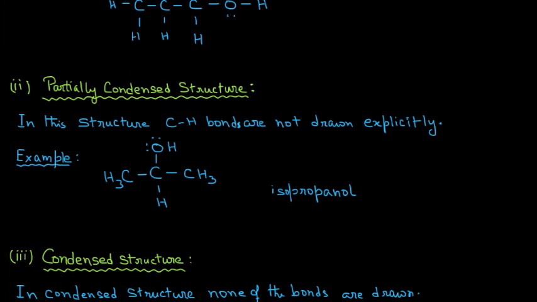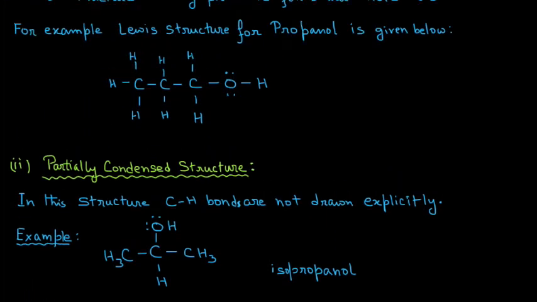Second is partially condensed structure. So in this structure, carbon and hydrogen bonds are not explicitly shown. For example, you see CH3 is not explicitly shown. This CH3, this CH3 are not explicitly shown. So this is partially condensed structure. So this is the structure for isopropanol.